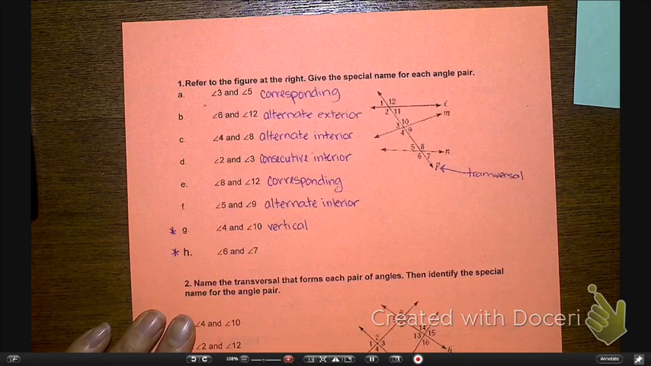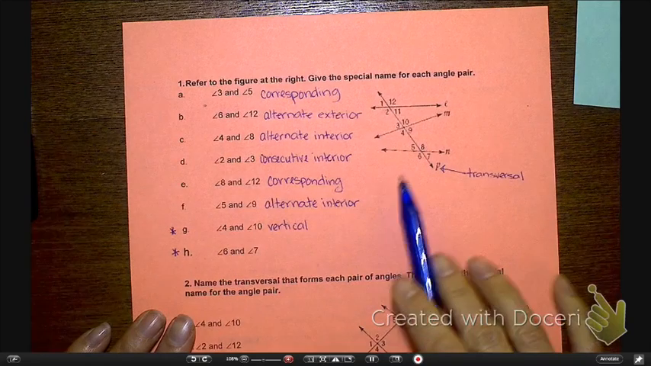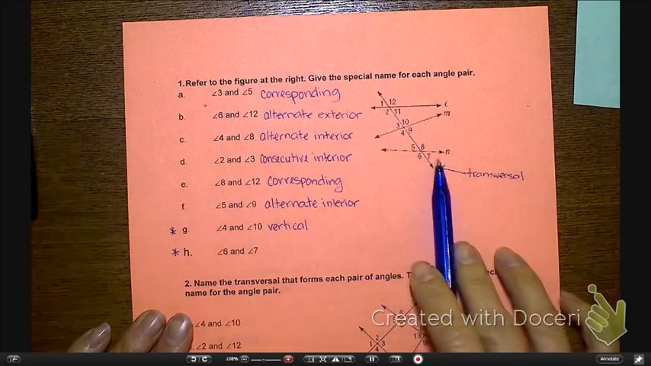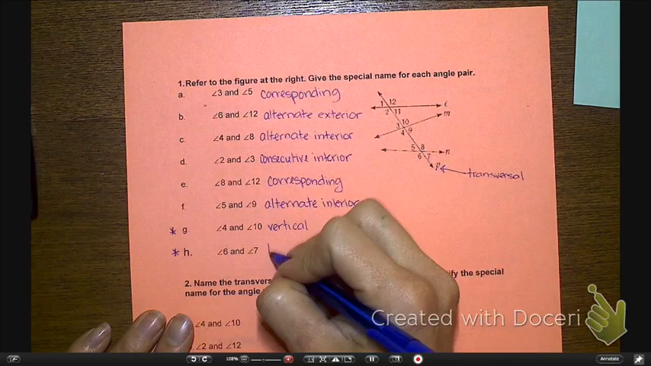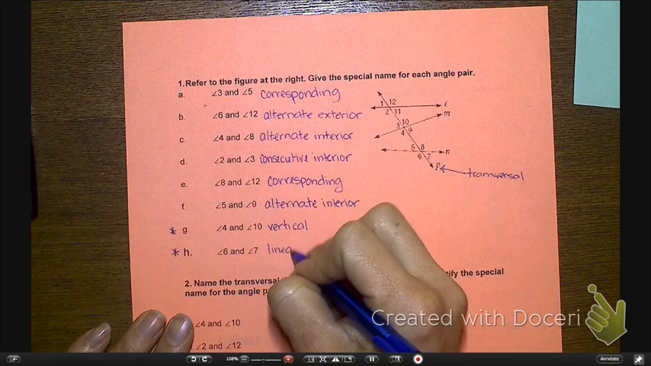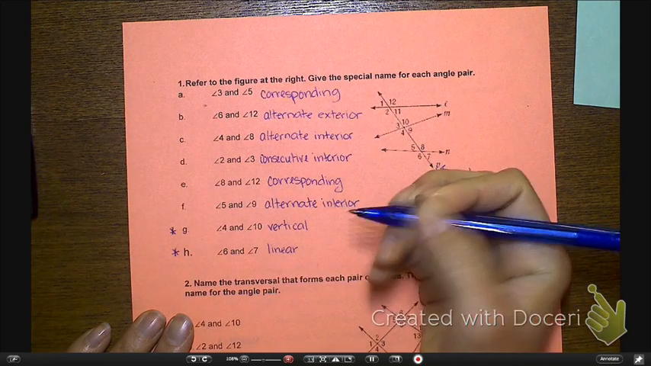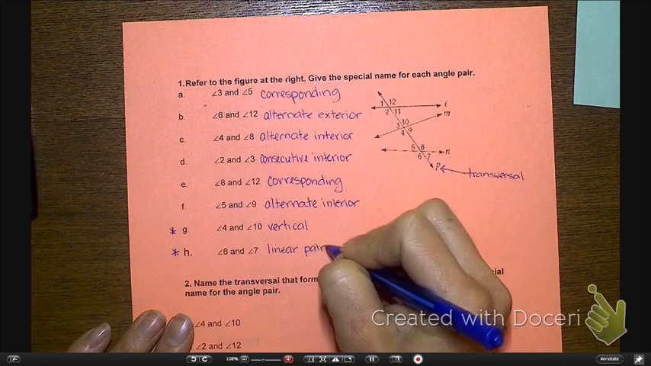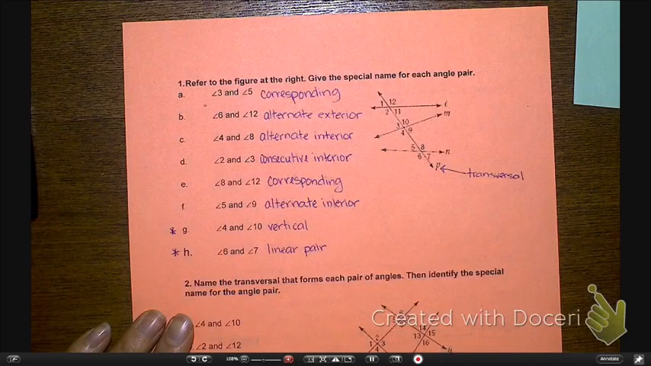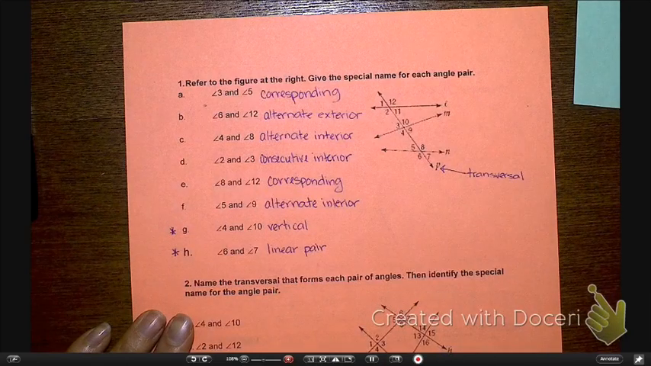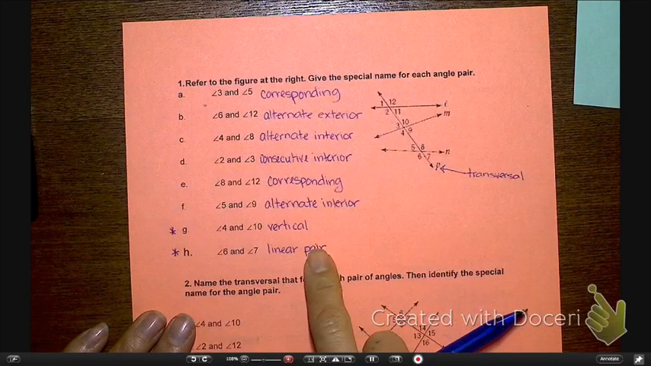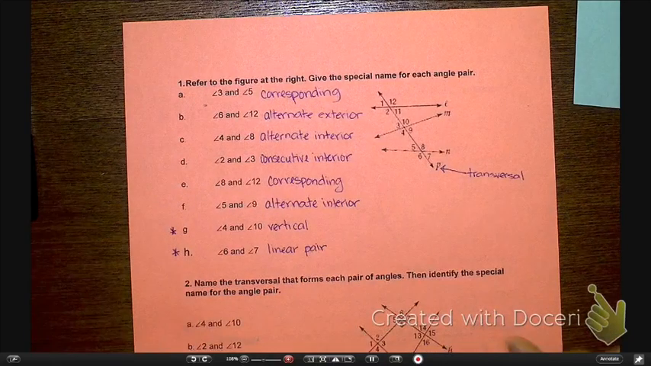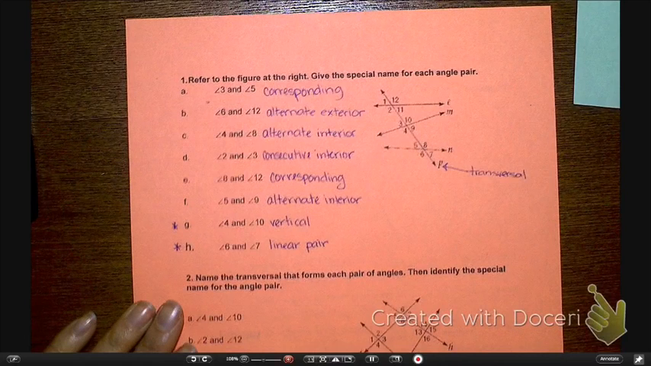All right, next, 6 and 7. Okay, what did you guys write down for these two? Linear pair. How many of you wrote down adjacent? Okay, they are adjacent, because the linear pair is always adjacent, but linear pair is a more specific name. So that's the most specific way we could label them, so let's call them a linear pair. Okay? All right, let's take a look at this next section.